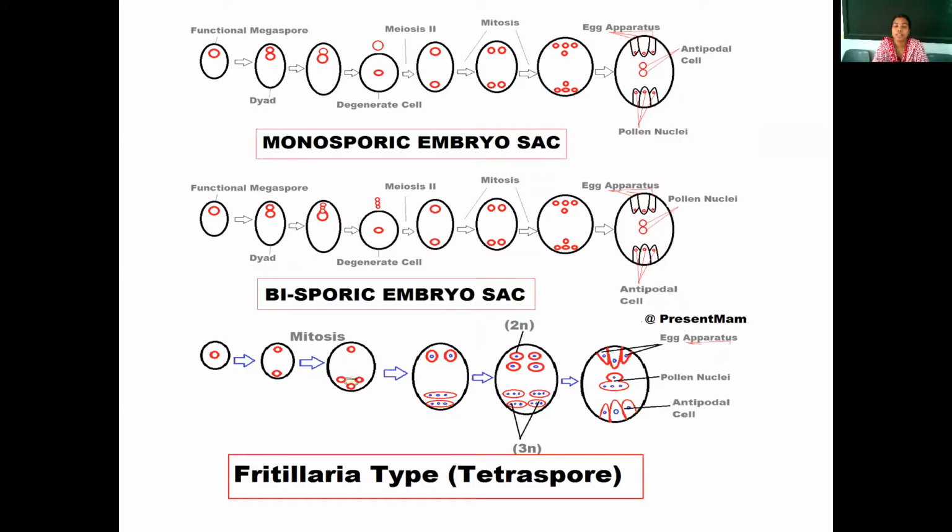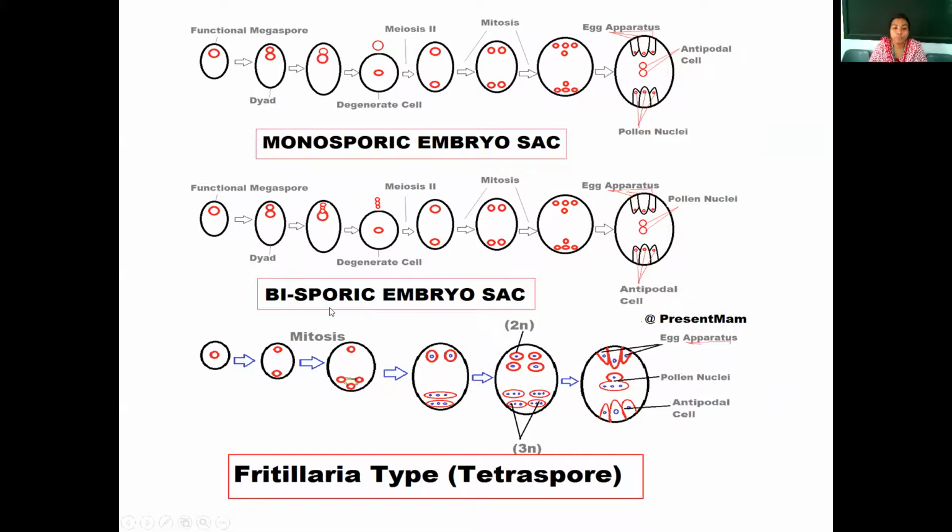Monosporic means only one functional megaspore, 100% contributes to the formation of the embryo sac. So here only one functional megaspore contributes for the complete development of the embryo sac. This kind of embryo sac is seen in Oenothera species.